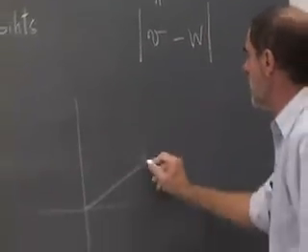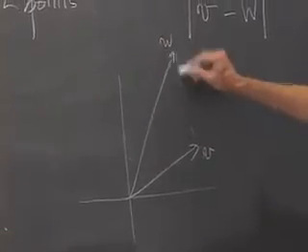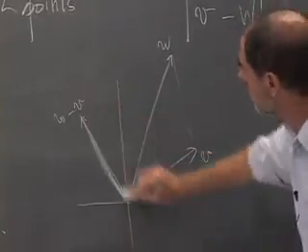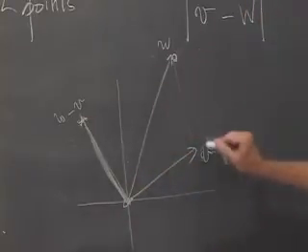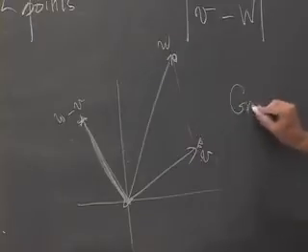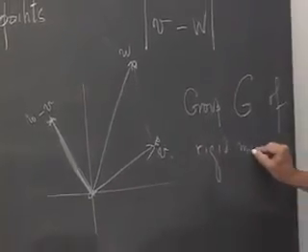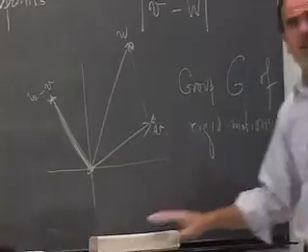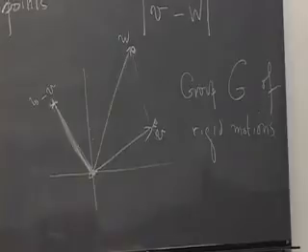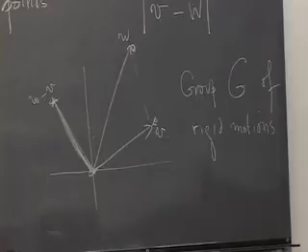Here we are. Here's v. Here's w. If you want to calculate the distance here, you take the difference vector, which is this vector, w minus v, and you take its length. That would be the distance between that point and that point. And that's called the group of rigid motions. Now, the group G of rigid motions contains the orthogonal group. And in fact, the orthogonal group is just the group of rigid motions that preserves the origin.